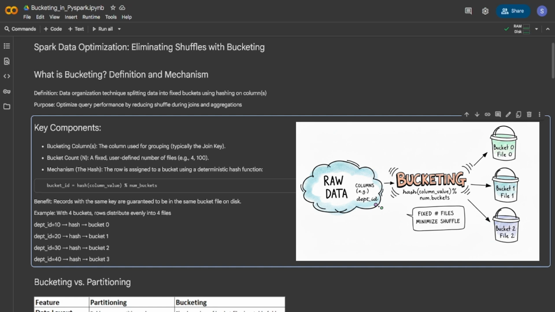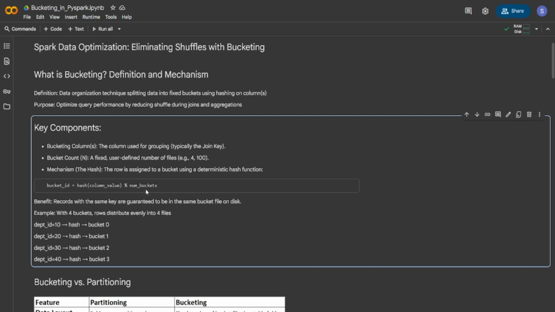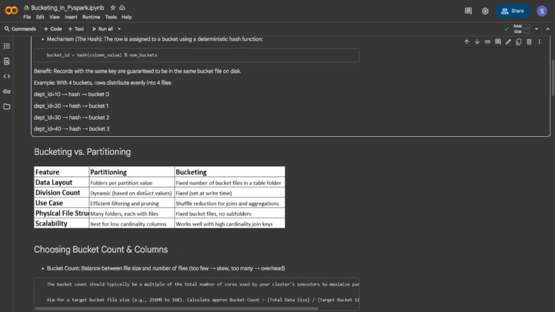The assignment of a row to a bucket is often calculated as bucket ID equals hash of column value modulo number of buckets. So, the bucketing technique is designed to minimize or eliminate the expensive data shuffle operation, which is typically required for joins and aggregation. Next, let's discuss the difference between partitioning and bucketing.